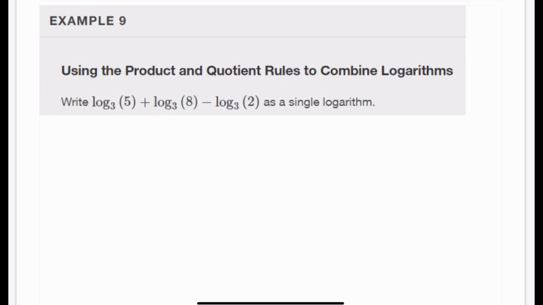It says use the product and quotient rules to combine logarithms. So we need to rewrite log base 3 of 5 plus the log base 3 of 8 minus the log base 3 of 2 as a single logarithm.